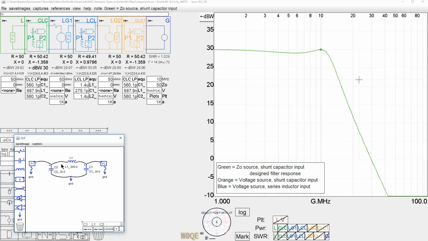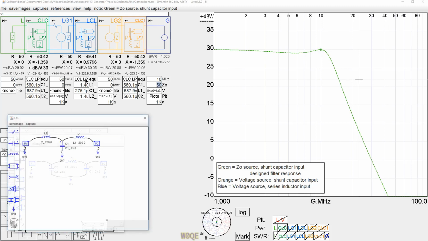So I designed this filter, nothing special to it, and what it does is it has a little bit of peaking on it, and it's got roll off. It's a low pass filter, and I designed its complement, which is this circuit right here.